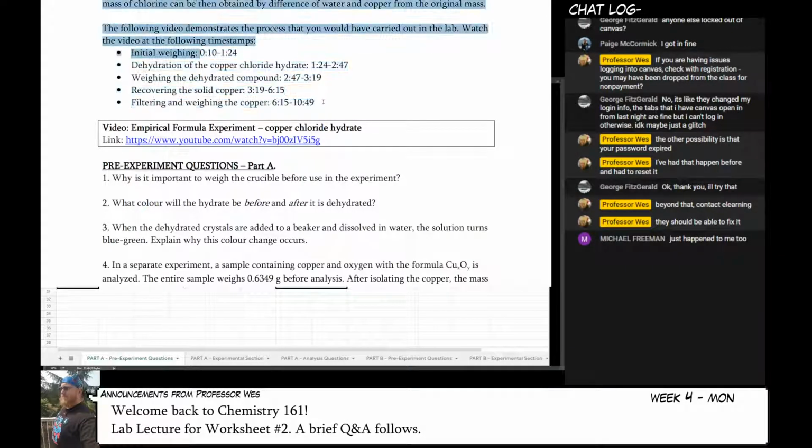Here are some timestamps in that video to watch it. It's 10 minutes long. You don't really need to watch the whole 10 minutes. Just kind of flip through to get an idea of what they're doing, and then find the numbers that are relevant, because you're going to be using those.